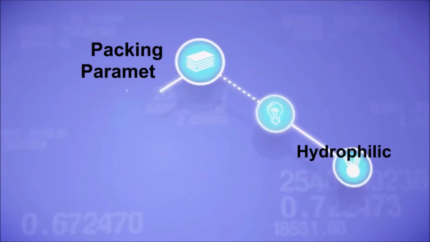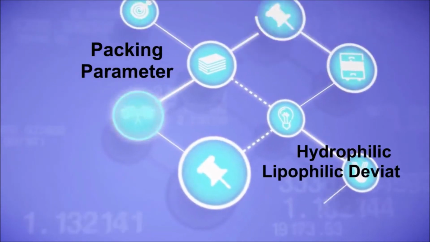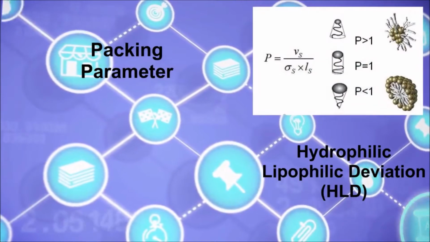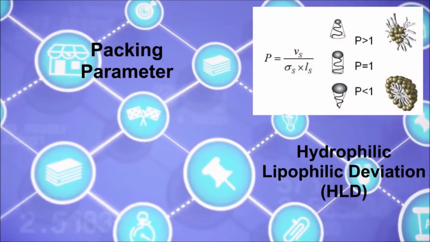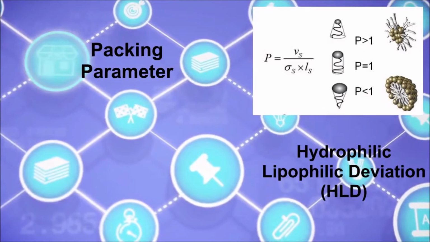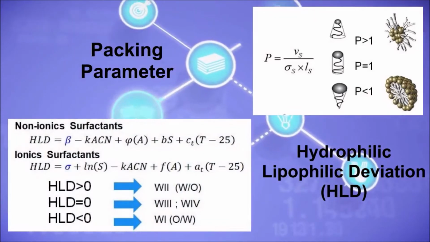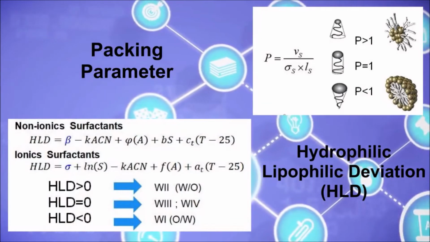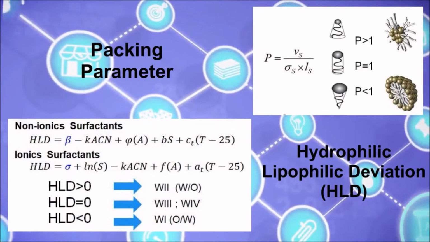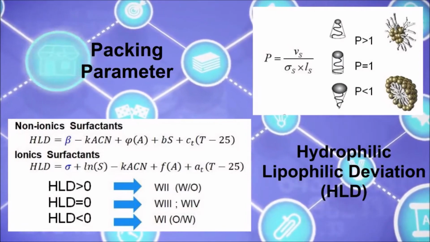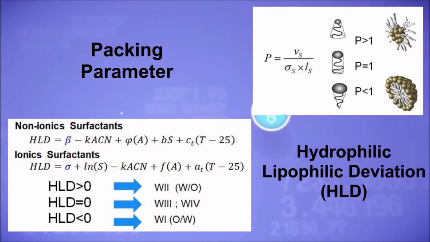Other parameters to describe surfactants are the packing parameter and the HLD. The packing parameter takes into account geometrical considerations to characterize surfactants. The HLD, proposed by Salager, is a semi-empirical model to describe the formulation variables with a dimensionless number. It takes into account not only the surfactant but also the oil, salinity and temperature.